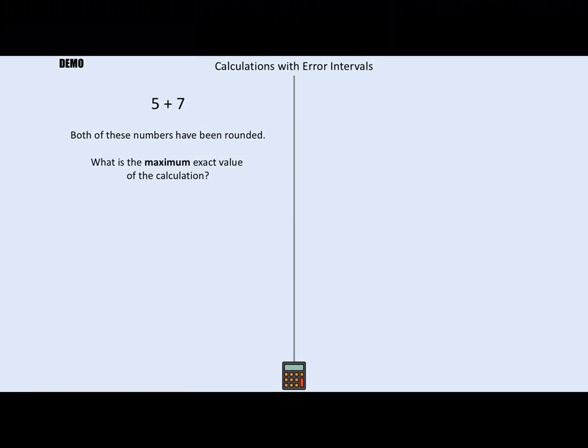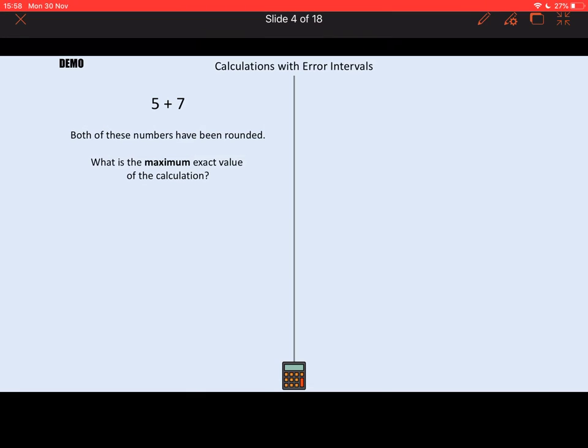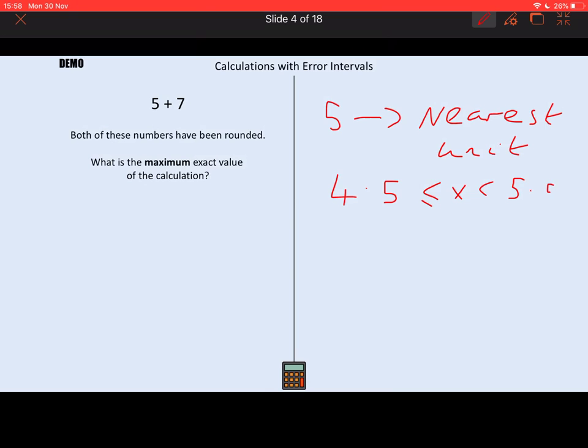So, if I get a situation where, for instance, both of these numbers have been rounded, because they've been rounded, you've got 5 here. So 5 has been rounded to the nearest whole number, or the nearest unit, okay? So because of that, I'm going to have 4.5, I'll call it X, for instance, and it's going to go up to 5.5. However, if I had, maybe, 5.1, and the last digit is to 1 decimal place, my interval is going to be between 5.05 and 5.15. So be really careful in noticing the error interval here.